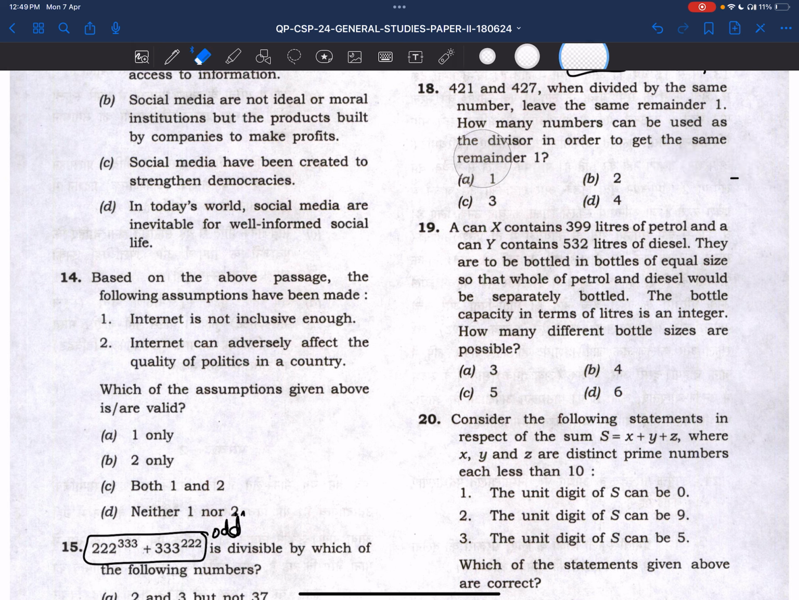Now let's find what the factors of 420 and 426 are. 420 means 42 into 10. 42 can be written as 6 into 7, and 10 can be written as 2 into 5. 6 can be written as 2 into 3. So 6 into 7 is 42, next 10, right? So 2 into 5. Ultimately, the equivalent will be 2 square into 3 into 5 into 7, right? 426 means what? See here.